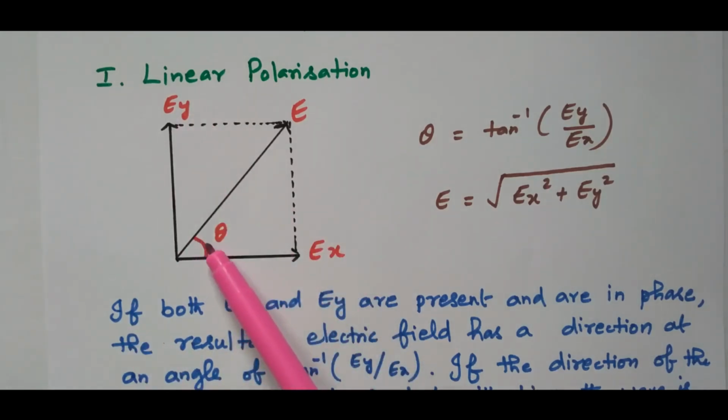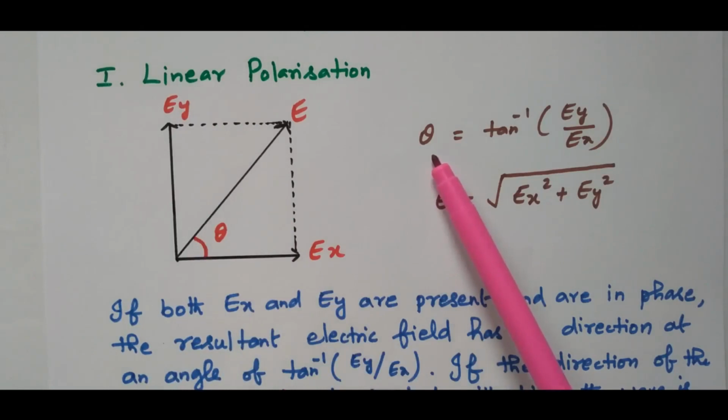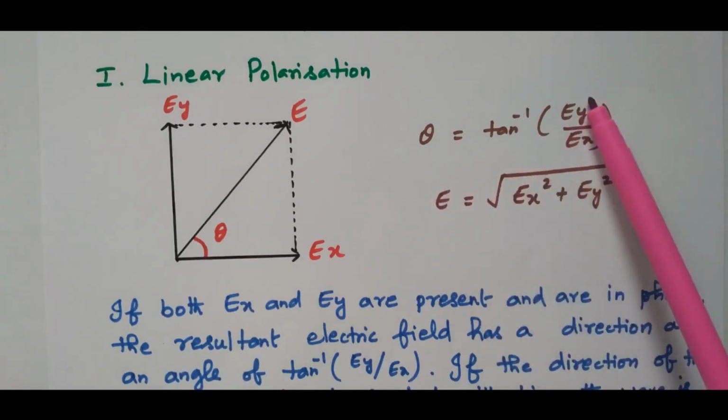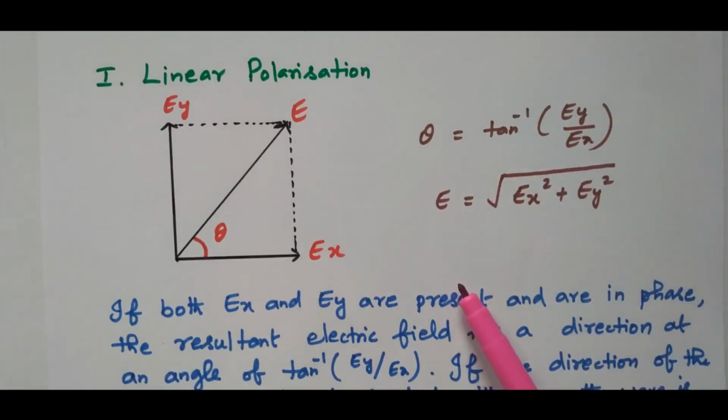From the diagram, this theta can be calculated as tan inverse EY by EX. So the magnitude of E is nothing but square root of EX square plus EY square, this vector sum. So in the first case only EX available, in the second case EY available, in the third one linear polarization both X and Y are available. So that linearly varies the waveform, right?